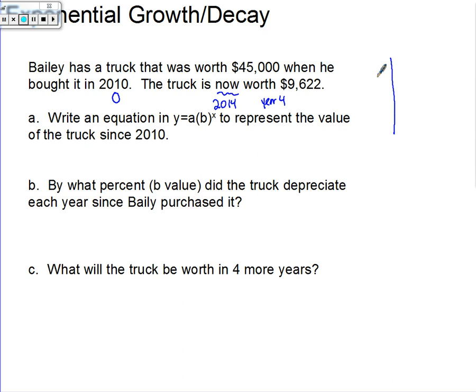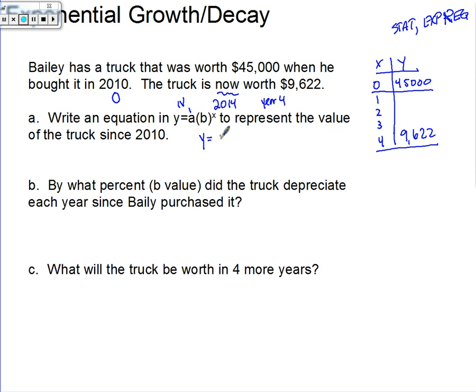So if I look at a table, I would have year 0 as 45,000. I don't know years 1, 2, and 3, but year 4 would be 9,622. And I know some of you know how to do this on the calculator using the stat, and xreg, because this is exponential. All right, because when we write this equation here, we have y equals a times b to the x. A is the initial value, which is 45,000. We do not know the b value.